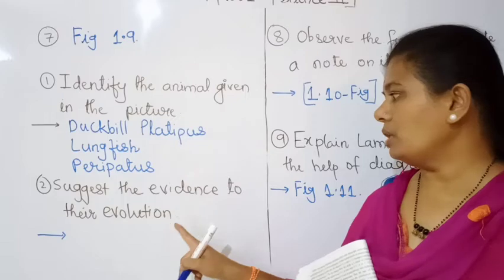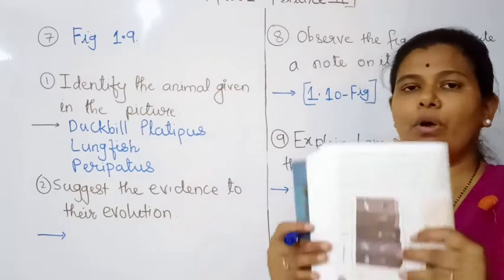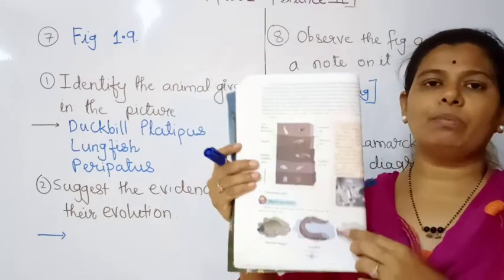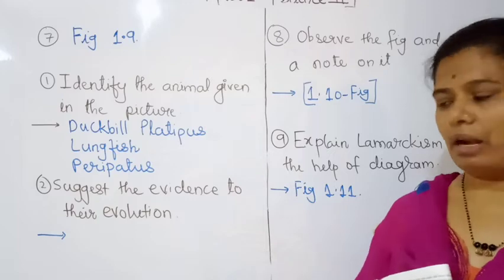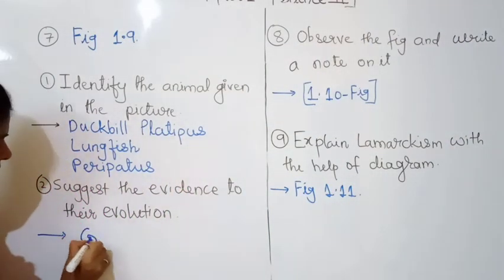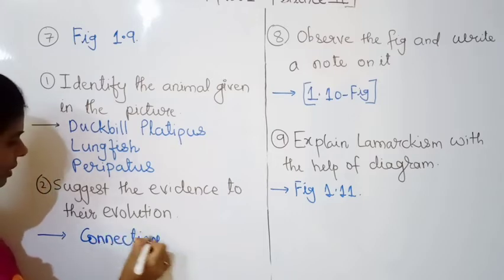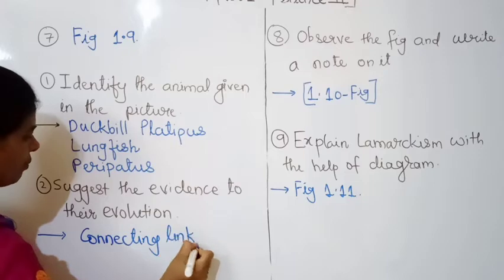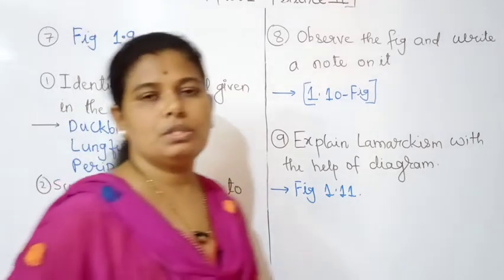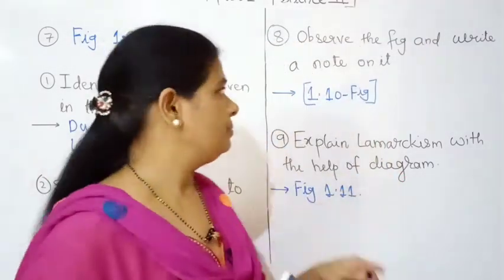Okay. The second question is, suggest the evidence for their evolution. You have to write the name of the evidence. Which type of evidence is seen in these 3 animals? The name of the evidence is the connecting link. This type of evidence is seen in these 3 animals. So these 2 questions can be asked depending upon this diagram.